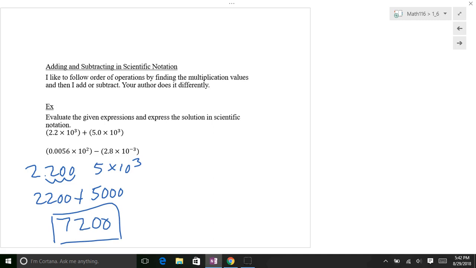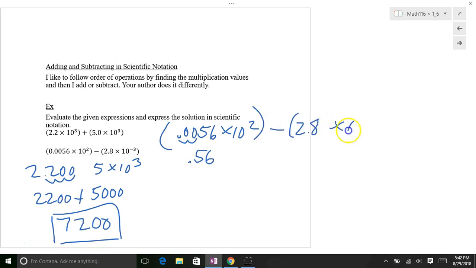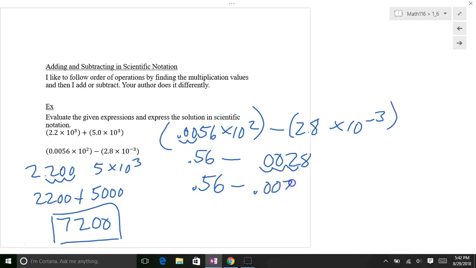0.0056 times 10 squared. So you move that right 2. 0.56 is what that becomes. And this is minus 2.8 times 10 to the -3. Well, the -3 is going to move that left 3. And you moved it from here to 3 over. So 0.56 minus 0.0028. That ends up being 0.5572.